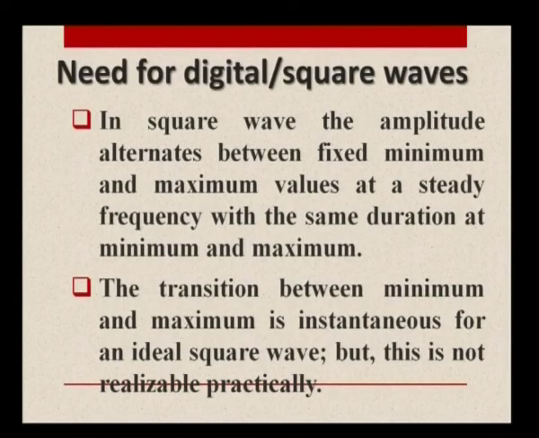The need for digital or square waves. In a square wave, the amplitude alternates between fixed maximum and minimum values at a steady frequency with the same duration at minimum and maximum. The transition between the minimum and maximum and vice versa is instantaneous for an ideal square wave, but this is not reliable practically.